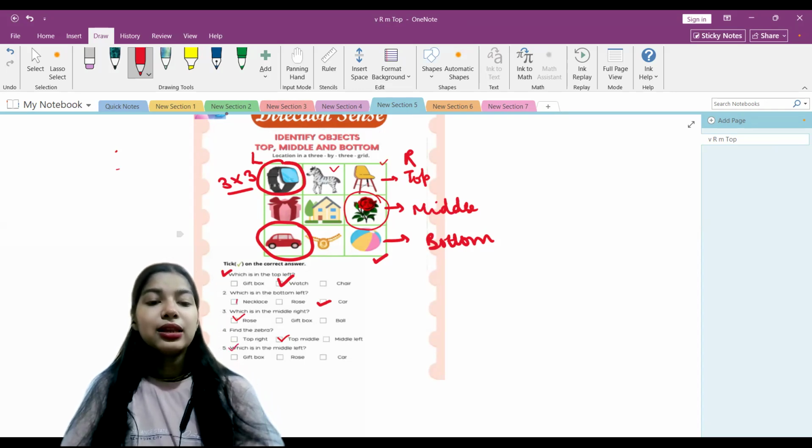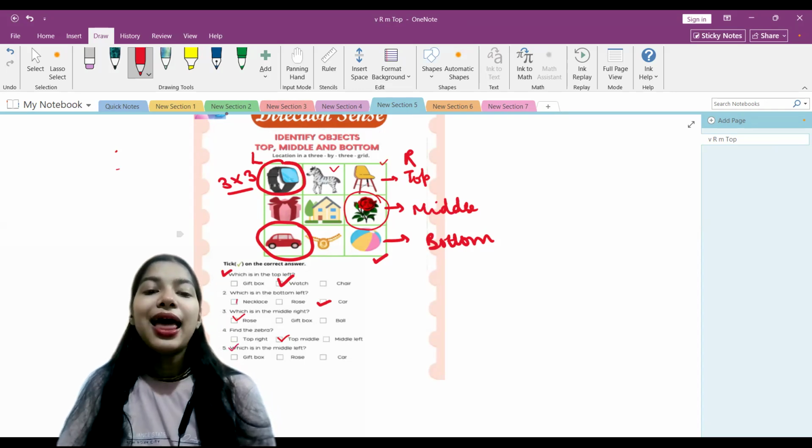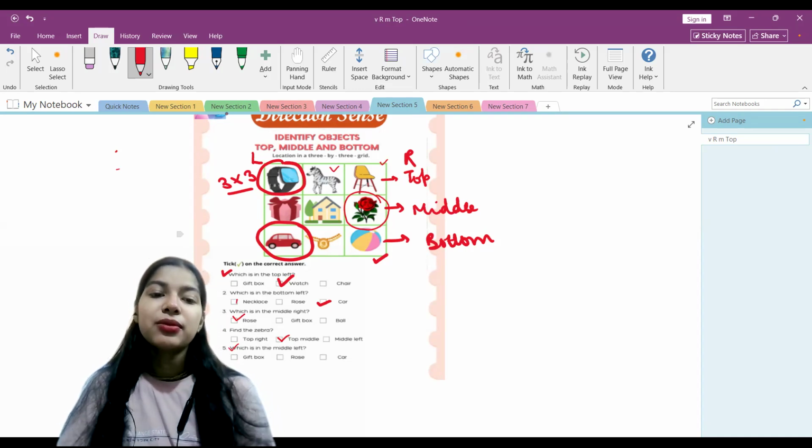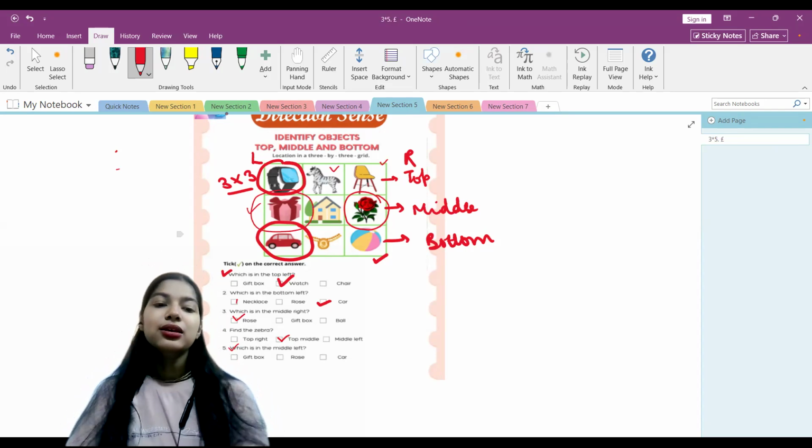Which is in the middle? Left. Middle and left. So this is our middle column. And this is the thing which is on the left hand side. That is the red box.